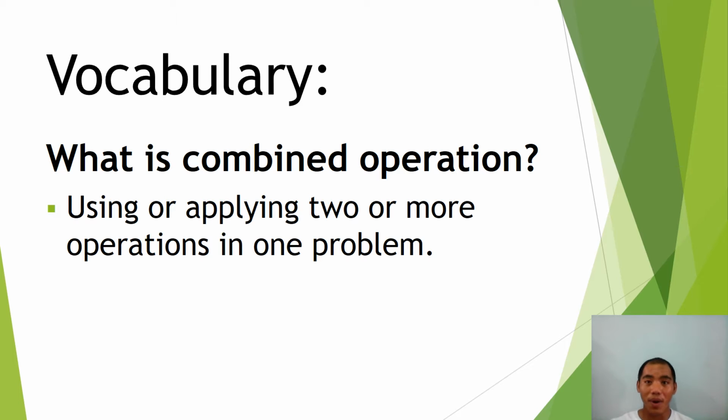What is combined operation, by the way? When we say combined operation, it means using or applying two or more operations in one problem. We have four basic operations: addition, subtraction, division, and multiplication. If you add and then subtract and then divide in one problem, you are using combined operation. You are solving a problem with two or more operations.